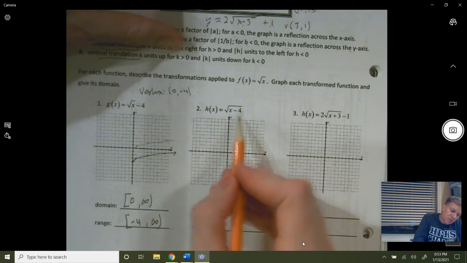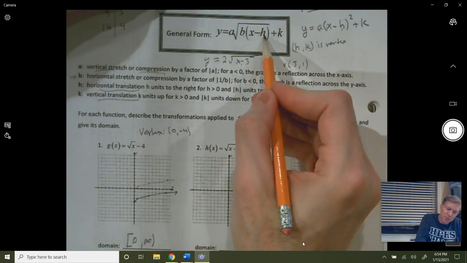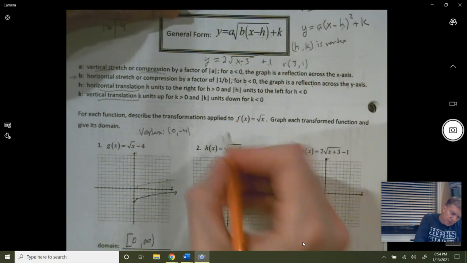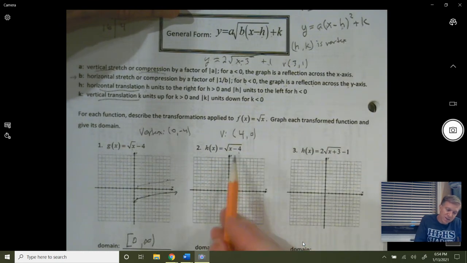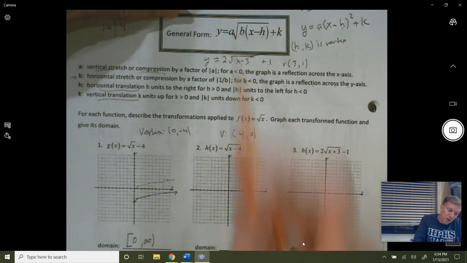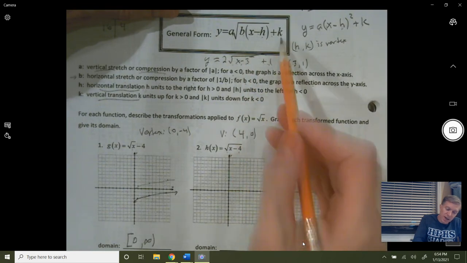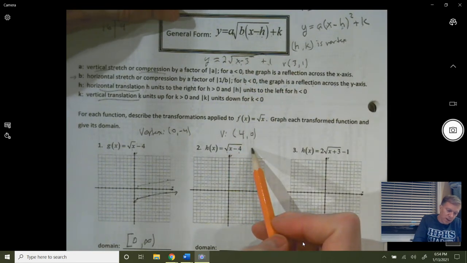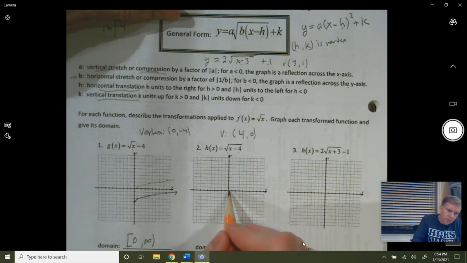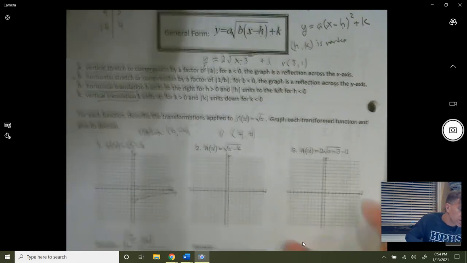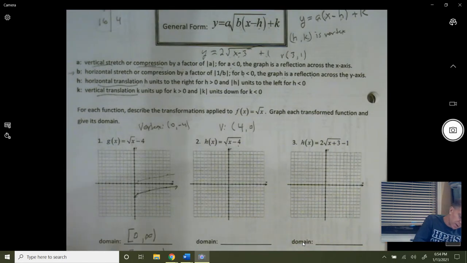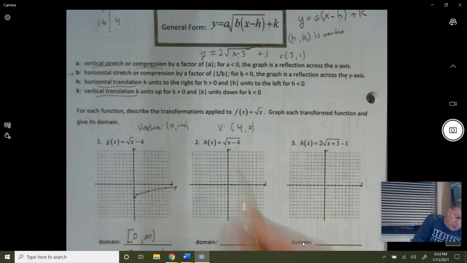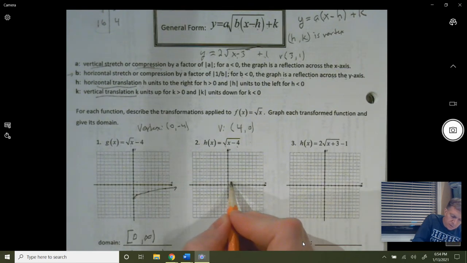Now this one, notice the minus 4 means your h value is positive 4. So your vertex here is 4 comma 0. Everything else is the same. There's no a value, or a is 1. There's no b. There's no k. K would be 0, so you're not shifting up or down. So your parent function would be, just so I don't forget, maybe we want to erase the parent function. Sometimes you want to draw those in, but you could draw the parent function in.